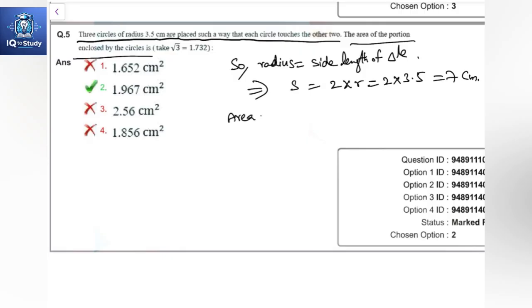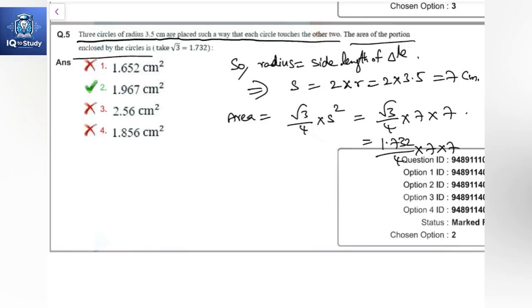We know that the area of an equilateral triangle is equal to root 3 by 4 into s square, that is equal to root 3 by 4 into 7 into 7. We know that the root 3 value is 1.732, and after simplifying we get 21.217 centimeters square.